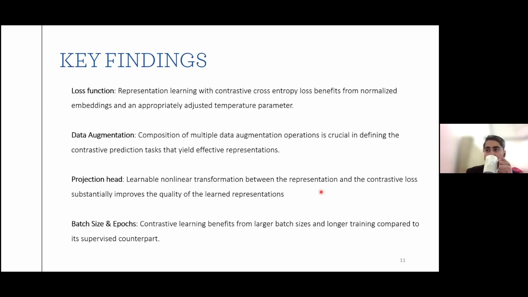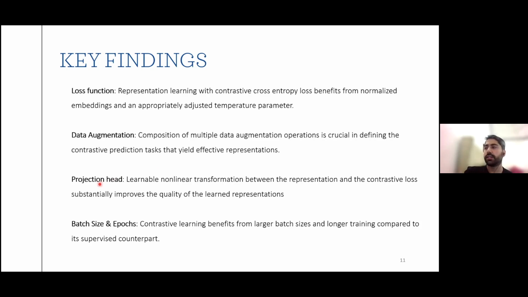Okay, so the key findings. So they had the key findings, which were the loss function, data augmentation, projection head, batch size, and epochs. So in the loss function, they noticed that the loss benefited from normalized embeddings and an appropriately adjusted temperature parameter. Then the data augmentation, they noticed that multiple data augmentation is crucial for defining contrastive tasks that yield effective representations.